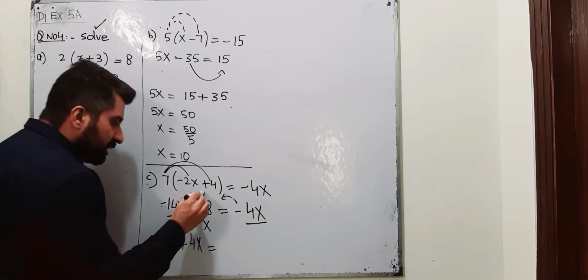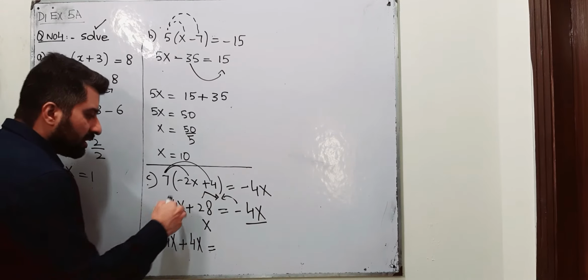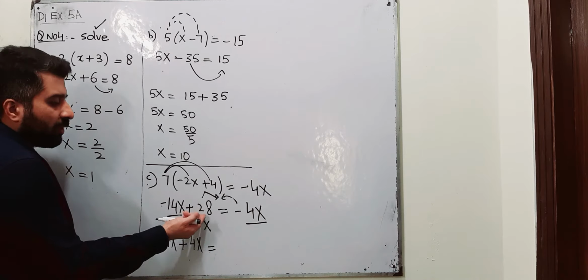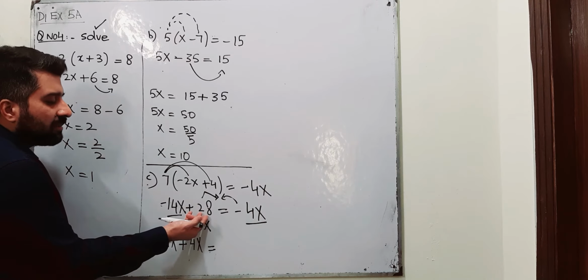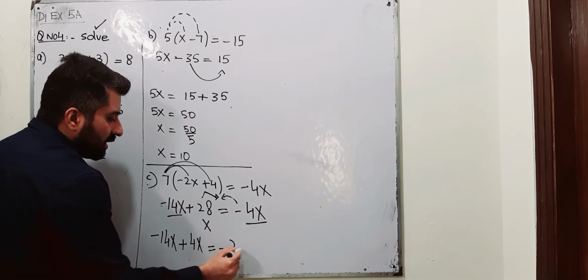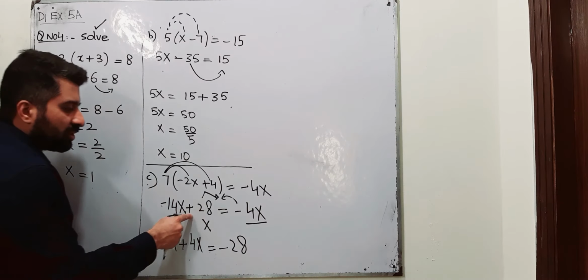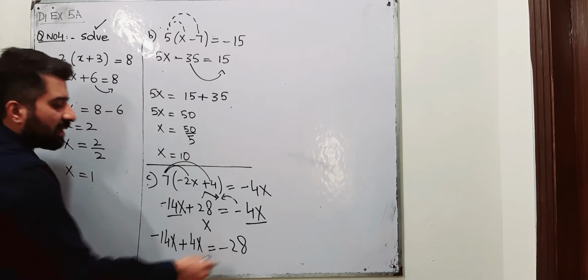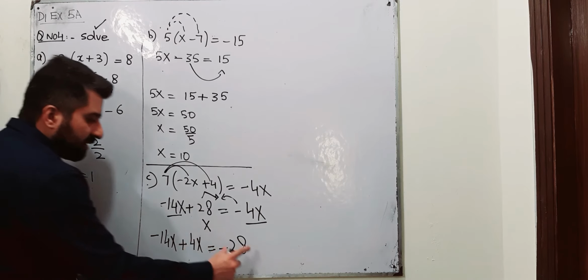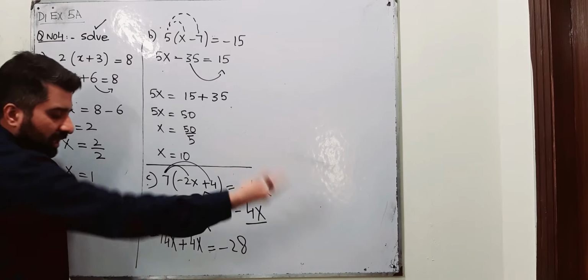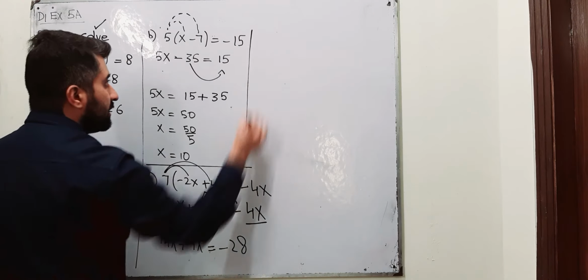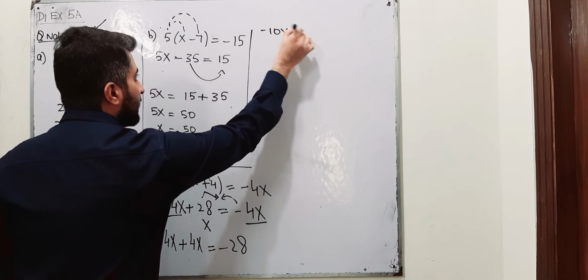And I am going to shift this plus 28 to the other side because this is not a term having x. This is a term other than x. I need to shift it to the other side like this. This plus 28, when you move it to the other side, it will become minus 28. So the terms having x are on one side and terms that don't have x are on the other side. Minus 14x plus 4x is minus 10x.